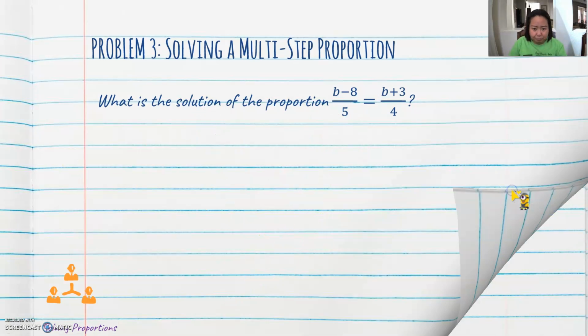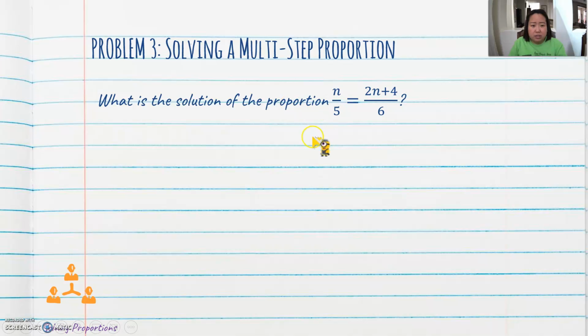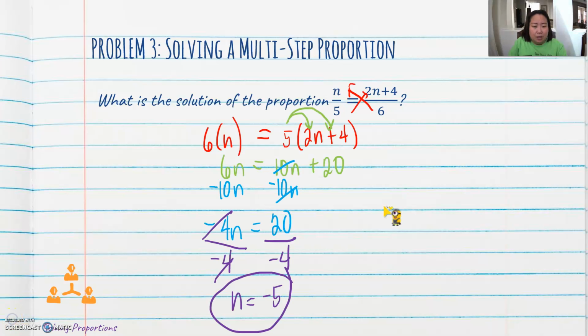All right. So I would like you to try this example on your own. Go ahead, find the value of n. Following the cross product process, we will multiply 6 and n together, and then 5 will be multiplied to the quantity 2n plus 4. Simplifying all the stuff, you will end up with n equal to negative 5.